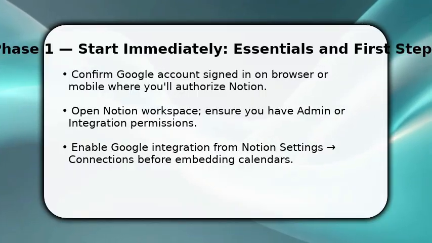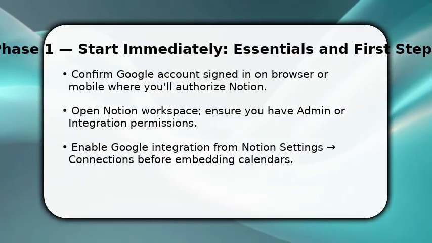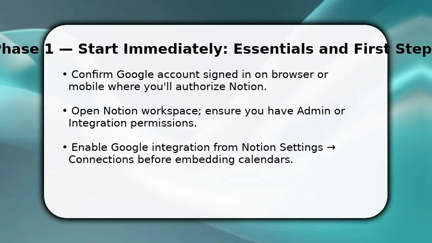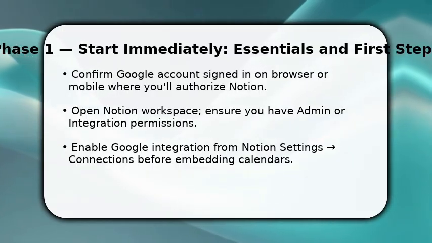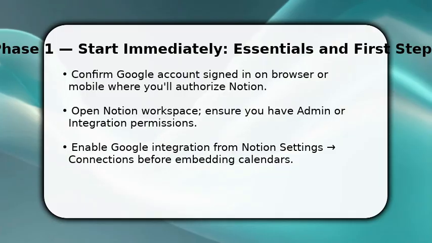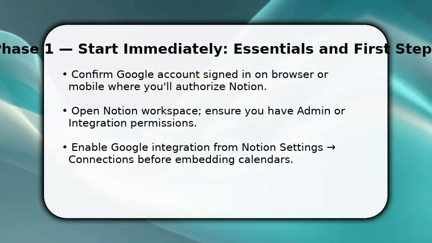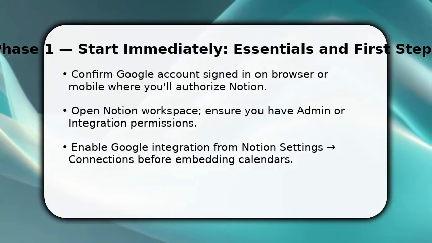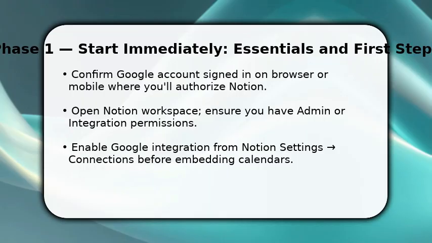You start by preparing accounts. Sign into the Google account you want to share, and make sure Notion is open with admin access. Once done, go to Notion settings, choose Connections, and authorize Google. This is where you grant calendar read access so Notion can fetch events. You do this now because without permission, the embed won't update.